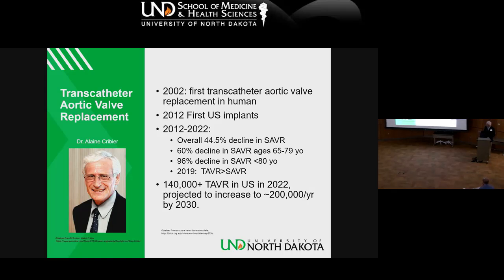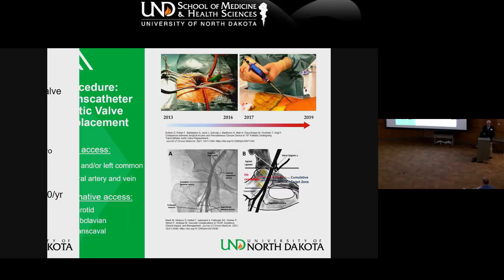If you look at how it's affected us in the United States since 2012, and we started this at Sanford, I was on the team that did the first ones there, there's been a 44% decline in surgical valves, and in patients over 80, nobody's really getting a surgical valve, a 96% decline. Even patients who are younger, by far, are getting transcatheter aortic valve replacements, or TAVR, is what we call it. About 140,000 are going to be done in '22, and almost 200,000 a year. This is in the United States.